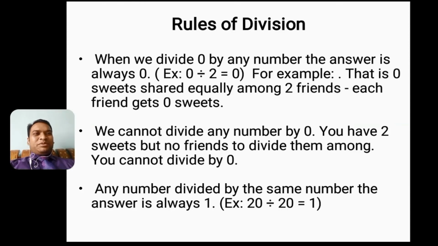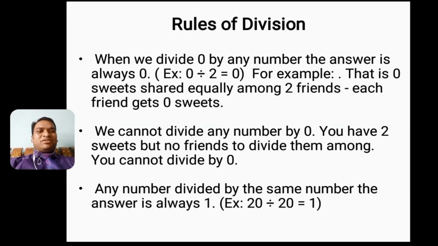Like if you divide 0, if we divide 0 by any number, then it becomes always 0. Like for example, if you have 0 sweets and you want to share with 2 friends, how many sweets will they get? They will get 0 sweets, right? You have no sweets, then how can you share? So when we divide 0 by any number, our result is also 0.